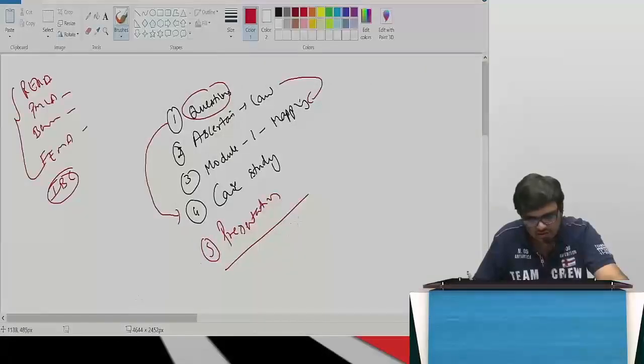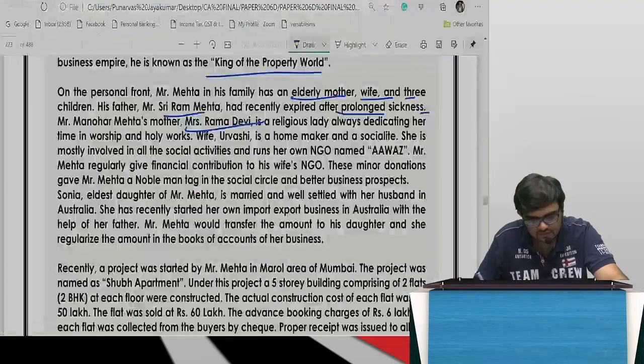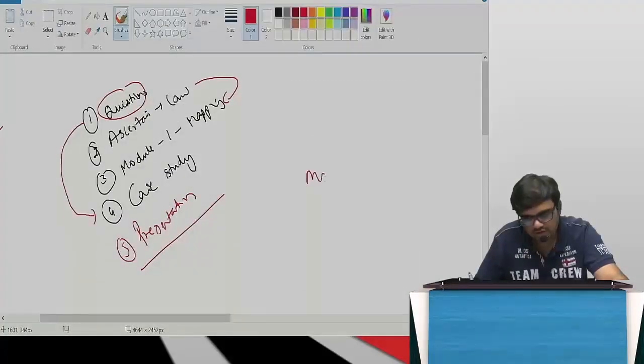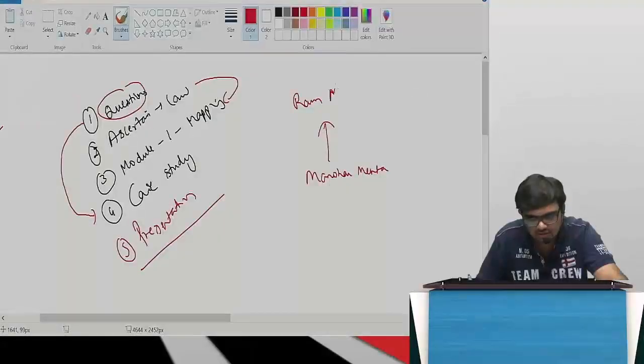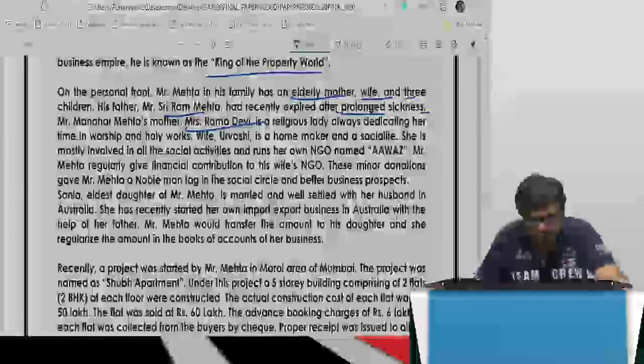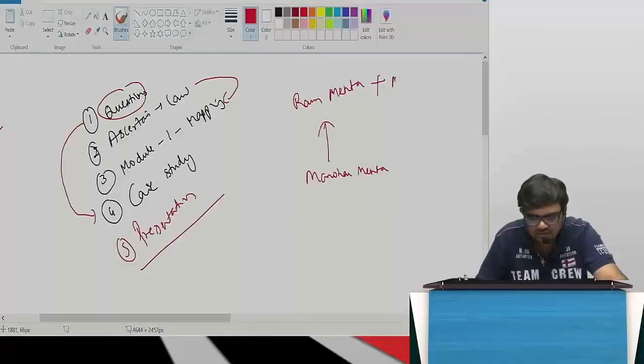So basically we have Manohar Mehta. Then the father, late Sri Ram Mehta. And the wife would be Mrs. Rama Devi, mother that is.